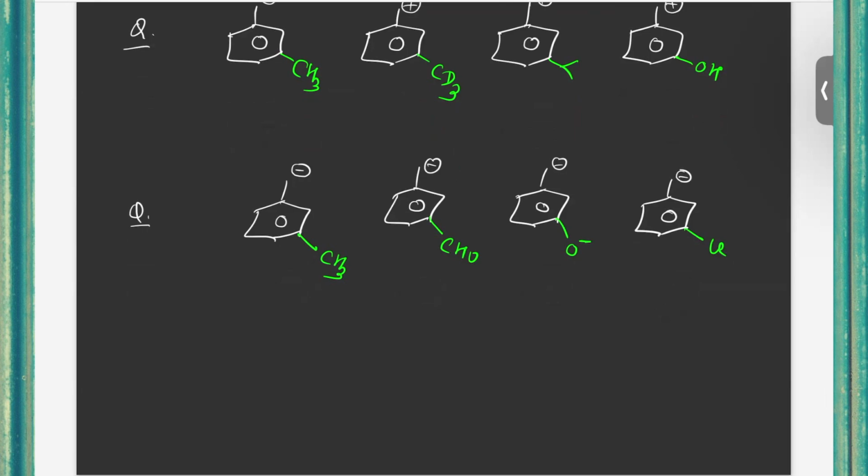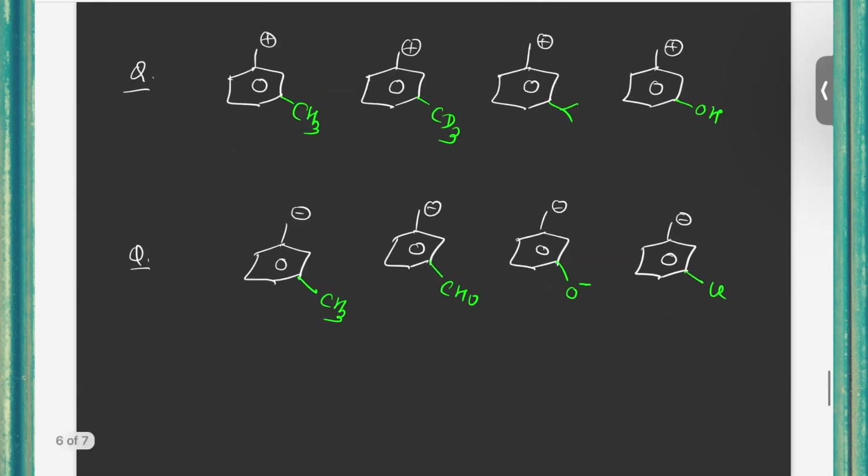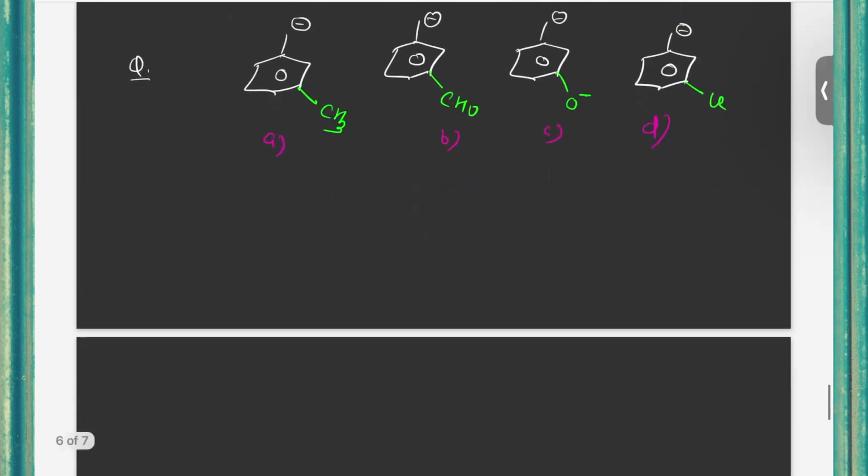Okay, try this one here. So what is D, sir? What is D? Deuterium, isotope of hydrogen.